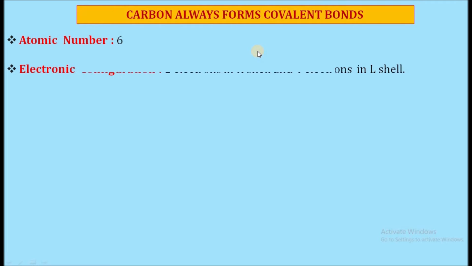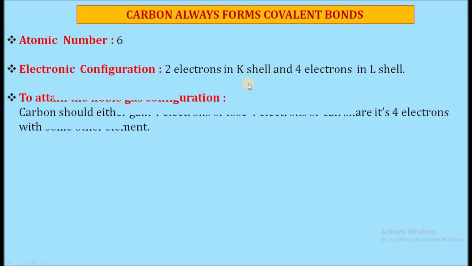The atomic number of carbon is 6, so its electronic configuration is 2, 4, where in the K shell 2 electrons are present and in the L shell 4 electrons are present. Now to attain the noble gas configuration, carbon should either gain 4 electrons or it lose 4 electrons. Or there is one more possibility that it can share its 4 electrons with some other element.